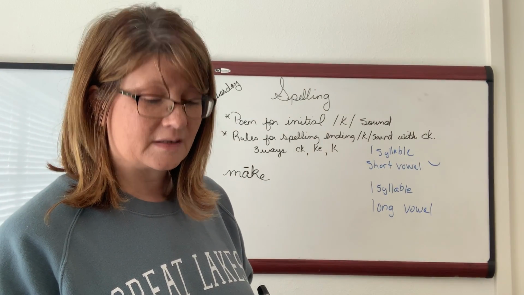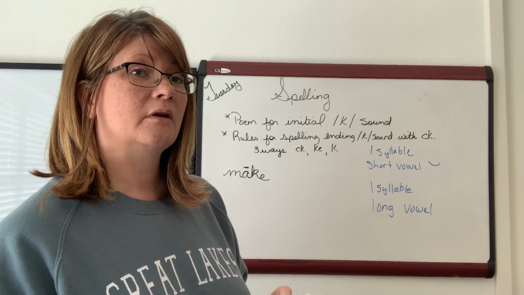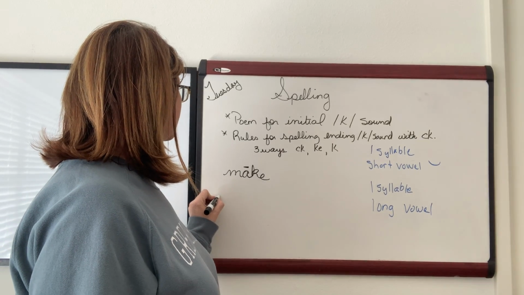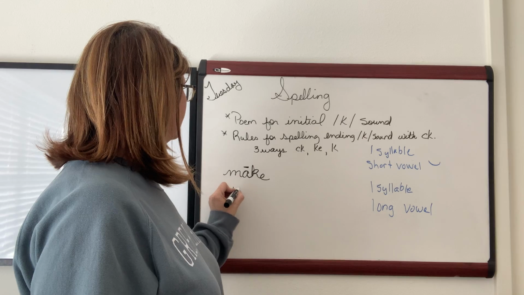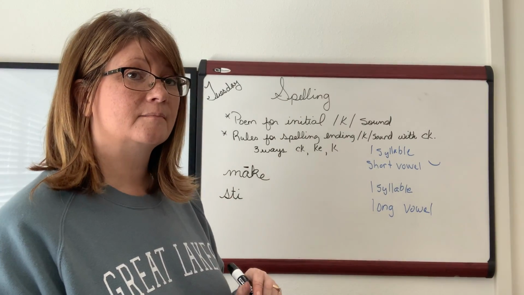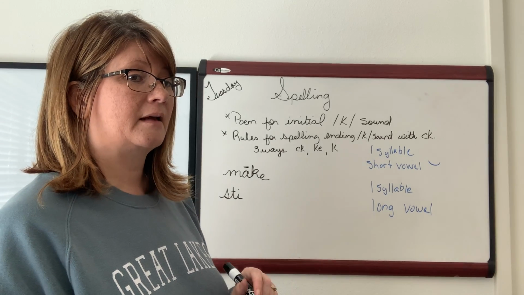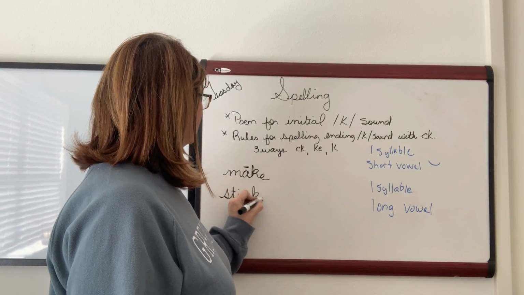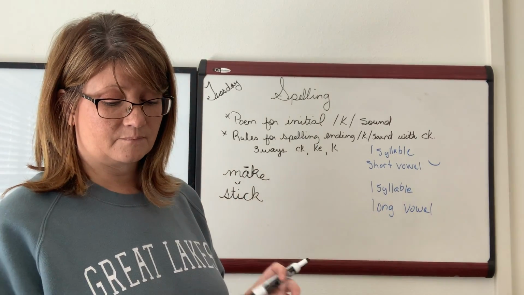All right, how about stick? The dogs enjoy chewing on a stick. Stick. I'm going to sound out the beginning of it. St. And then it is the I, the short I. And so in order to keep it short, what am I going to add to it? I don't want the E this time. Stick, I'm going to do the CK. All right.